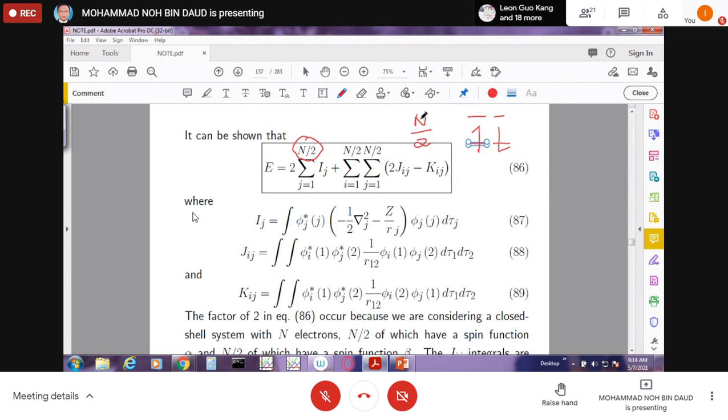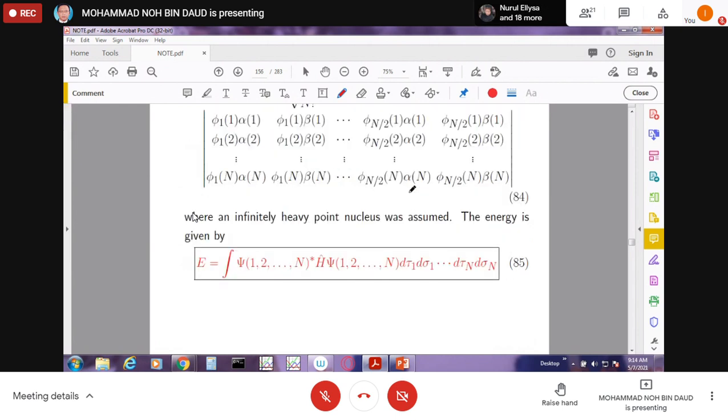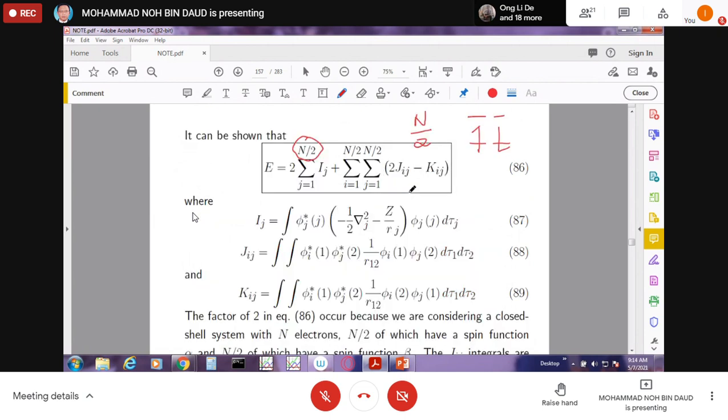So we have n half for the closed shells here: n half doubly occupied spatial orbitals, so occupied orbitals for the closed shells. Just for the sake of simplicity, we can use this model, the closed shell atoms.